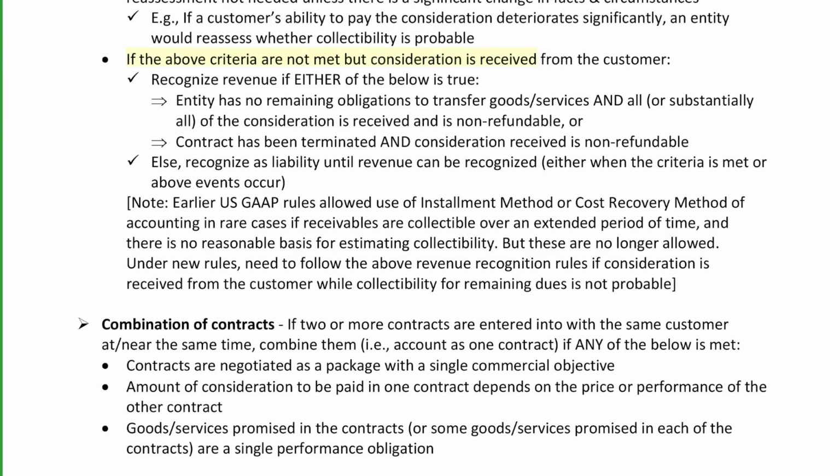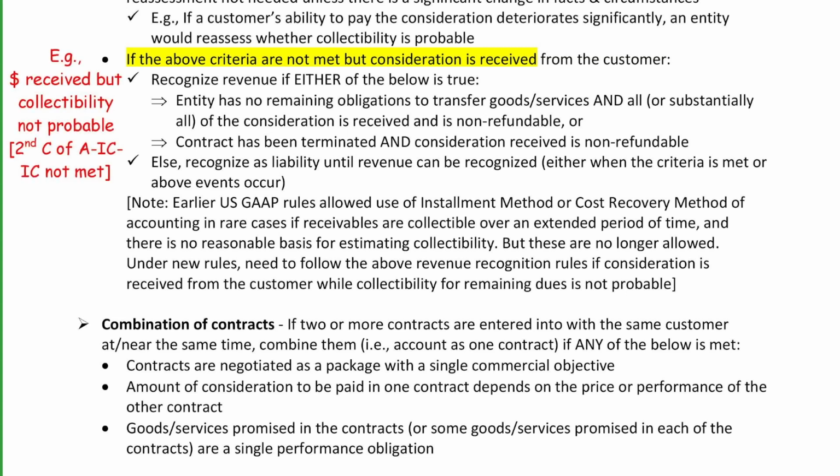Next, highlight if the above criteria are not met but consideration is received from the customer, which means the contract does not meet the AIC-IC criteria, but consideration or money is received from the customer. For example, dollars received from the customer, but let's say collectibility is not probable, which means that the second C of AIC-IC is not met.